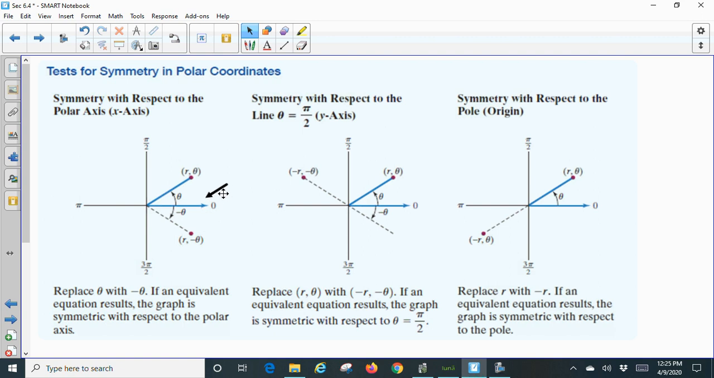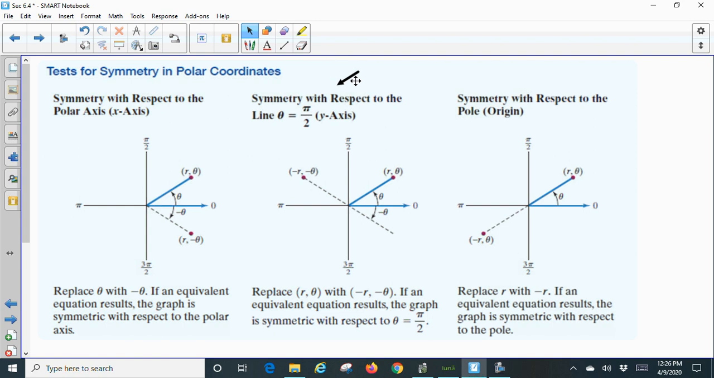In order to test for that type of symmetry, polar axis or x-axis symmetry, we will replace theta with negative theta. And if we get the same equation back that we started with, we have symmetry with respect to the polar axis. So if I had the point (r, theta), then I would know (r, negative theta) would also be on the graph. Again, 2 points for the work of 1. This would be a good time to go back and review even and odd functions for the trig functions.